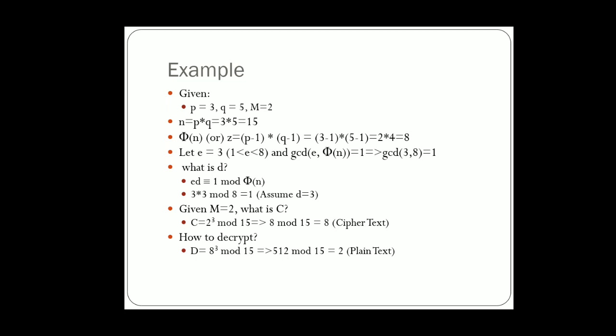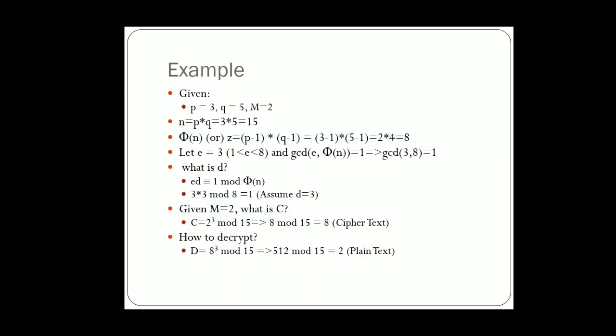Next, we have to calculate the value of d. We may calculate the value of d by using the formula e d mod phi of n equal to 1. We will try different prime numbers for d. In RSA algorithm, all the values should be a prime number. So we will take the d as 3 only.